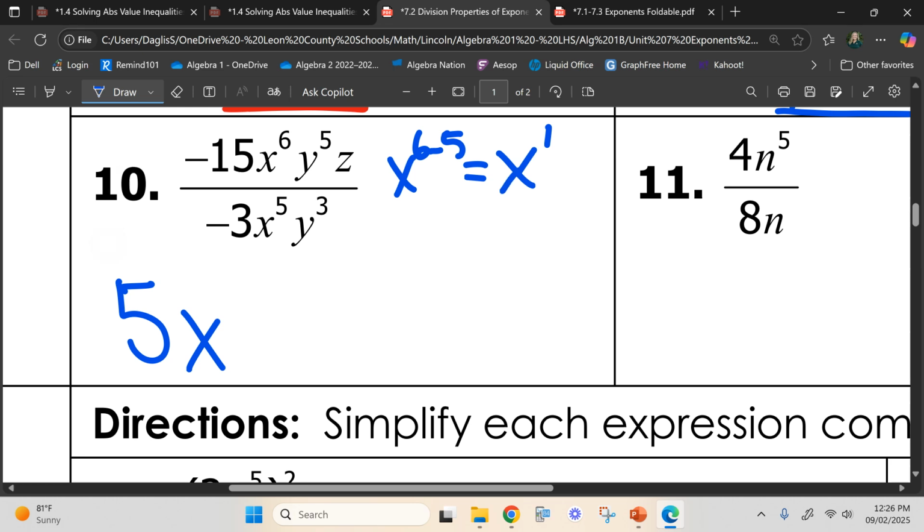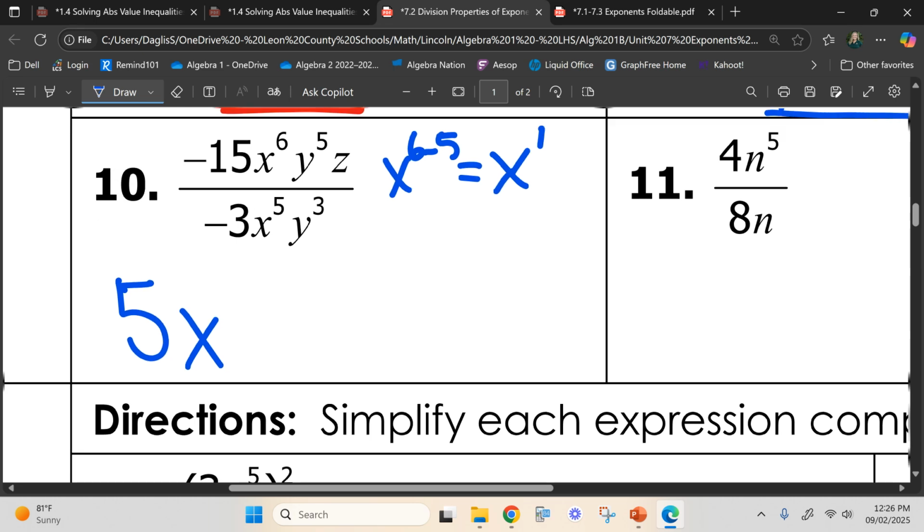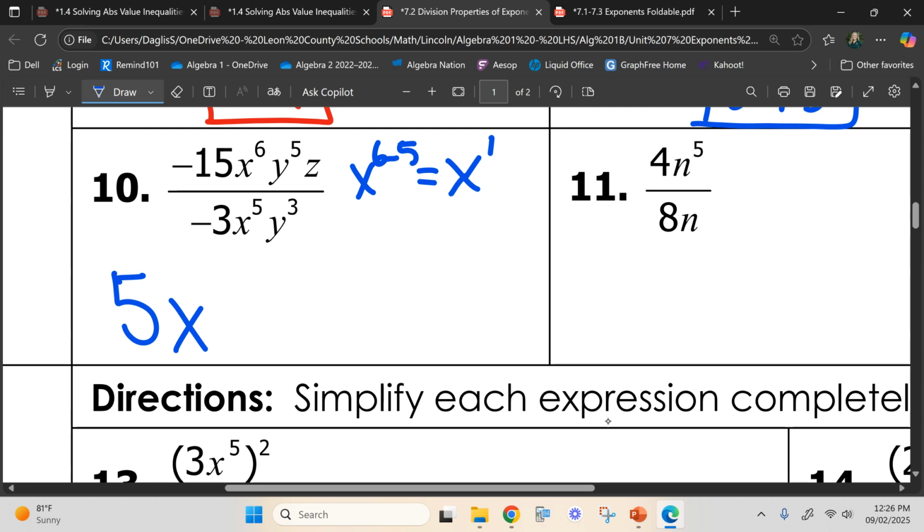All right, how about the y's? I heard y squared. Where did y squared come from? Good. Then what? Yeah, so we have a z. z divided by nothing. So did anything get taken away? No, so z is still there.